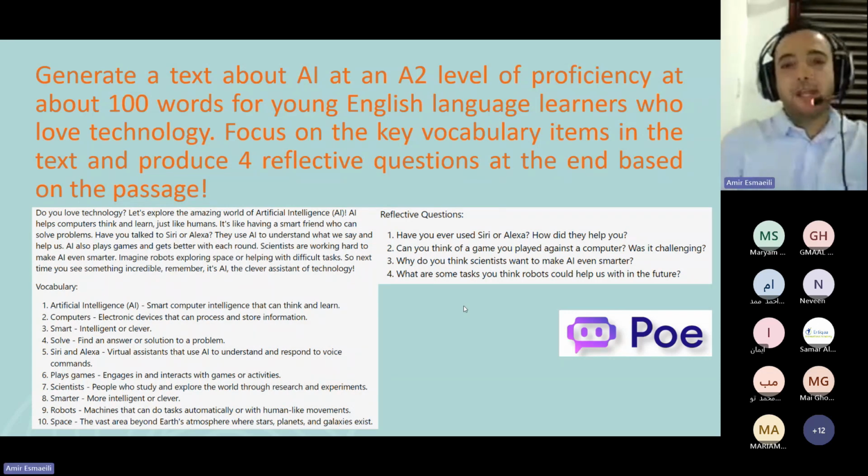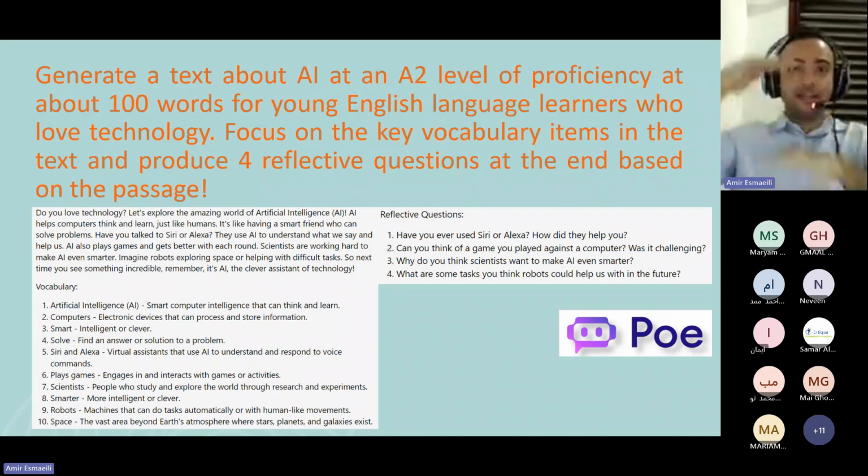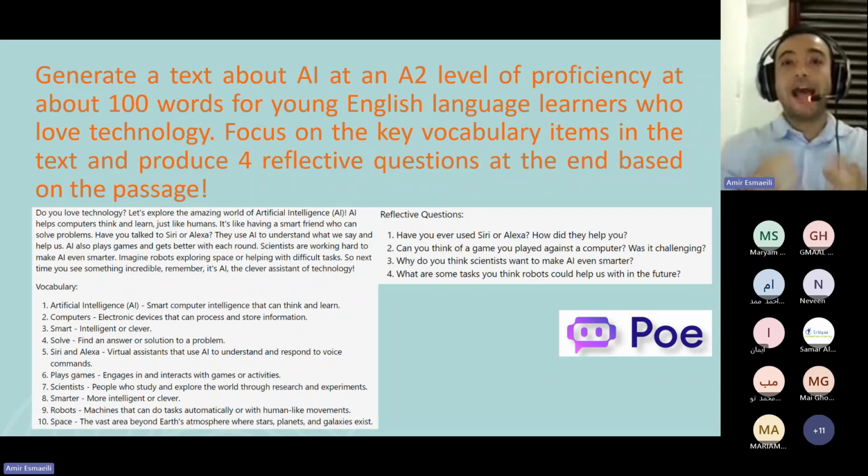Okay, so with a more specific prompt here, you can see that I am in control of the length of the text that technology is creating for me, the level of my learners, how I want the text to develop. And in the end, I have also asked it to create 4 reflective questions based on this.